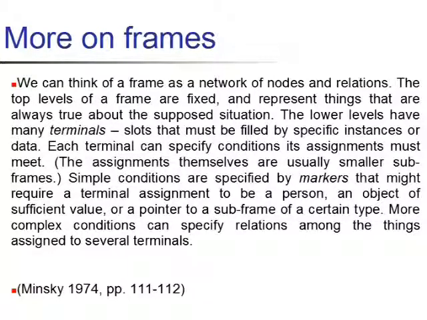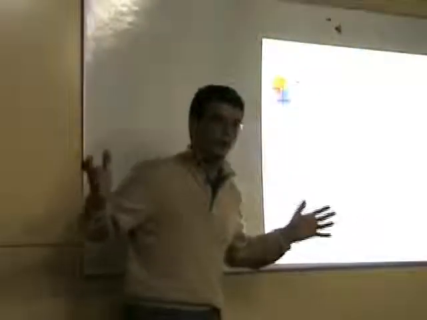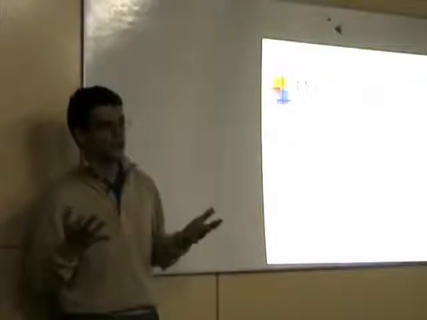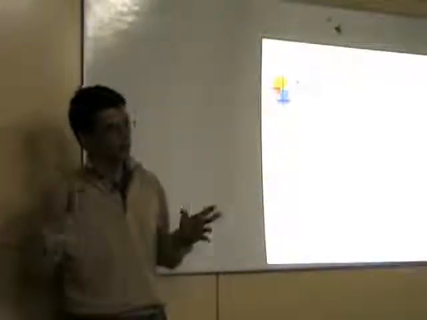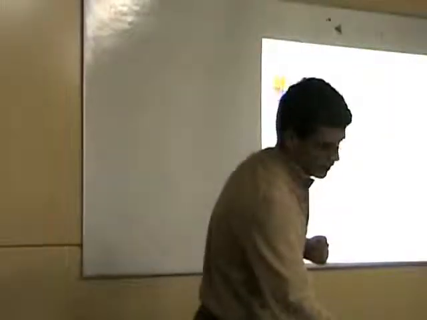Simple conditions are specified by markers that might require a terminal assignment to be a person, an object of sufficient value, or a pointer to a subframe of a certain type. More complex conditions can specify relations amongst things assigned to several terminals. So the idea here is that there are lots of social situations that we don't try and solve from scratch. We have routines that solve them, and we just adapt the routines to fit the specific cases. So why is this interesting here?